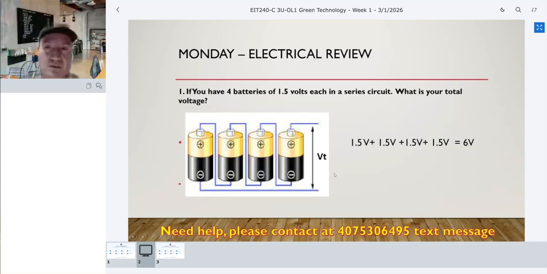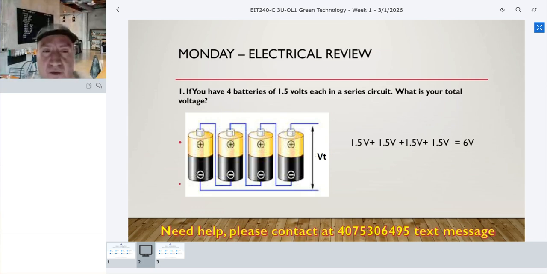Okay, the first question for this review and for this assignment is: if you have 4 batteries of 1.5 volts each in a series circuit, what is the total voltage, right? When we're talking about batteries, and everything that you work with in solar panels, one of the most important things is series parallel combination.